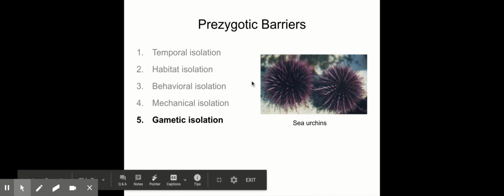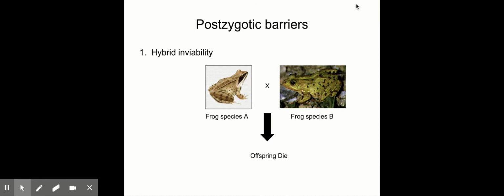So these are our prezygotic barriers. Let's talk about some potential post-zygotic barriers. This is when fertilization actually does occur between two different species, but then something breaks down after that. One thing that can break down is just survival or health of the offspring. If this is the case, we call this hybrid inviability.